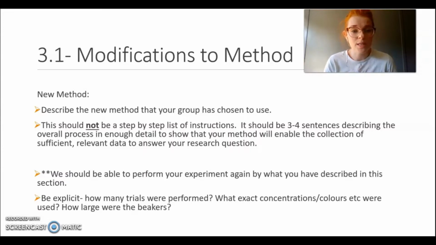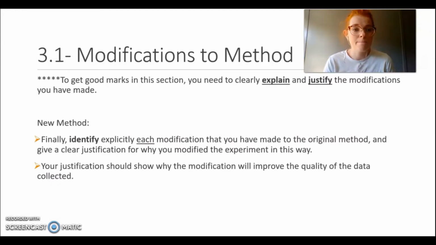I've put down there that we should be able to perform your experiment again from what you've described in this section. So you need to be really explicit. How many trials were performed? What concentrations or colors, or whatever you're changing as your independent variable, were used? How large were the beakers? How much Olodia did you use? It should be really specific, and you shouldn't leave out any detail, because the last part is that you need to justify each and every modification that you've made.